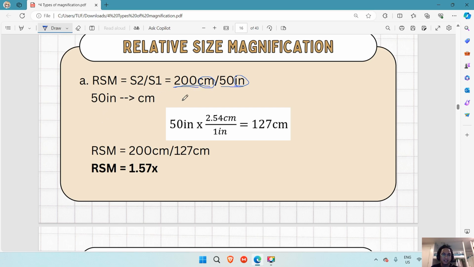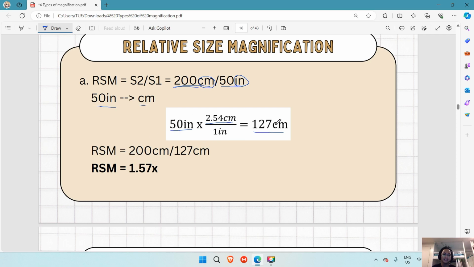Okay? So for example, atong 50 inches kay ato siya i-convert pa dong sa cm. So 50 inches, pilay centimeter sa isa ka inch is 2.54 centimeter. So you just have to multiply it. 50 times 2.54 is equal to 127 centimeter.